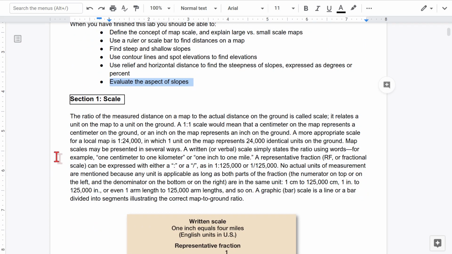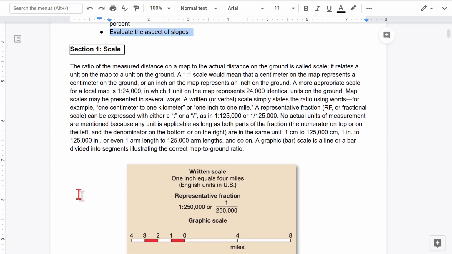So section 1 is on scale. The first thing we talk about is scale. Scale is the ratio of distance on the map to the distance on the ground. So a 1-to-1 scale map, 1 unit on the map would equal 1 unit on the ground. It would be the same size as the ground. A 1-to-2 scale map would mean that it's half size. A 1-to-4 scale map would mean it's a quarter of the size of whatever it's representing. A very common scale for maps in the United States is 1 to 24,000, which would be 24,000 times smaller than the area on the ground.